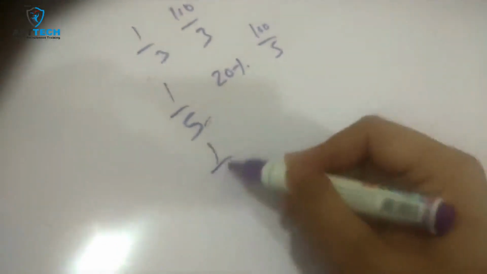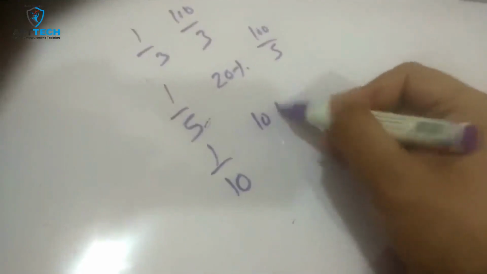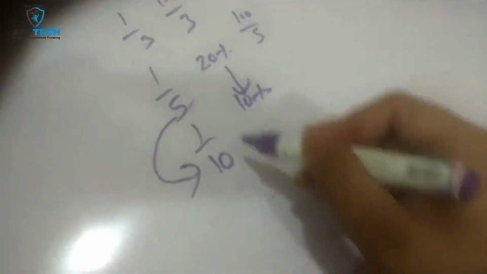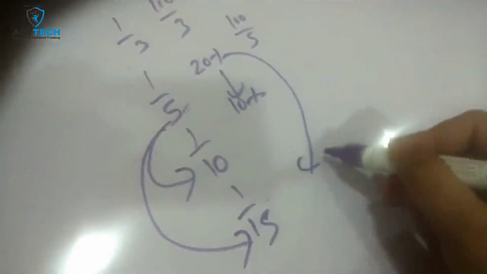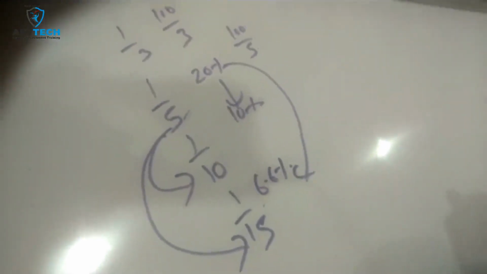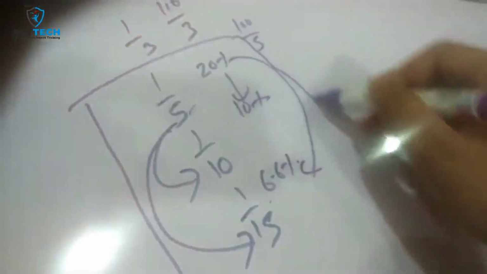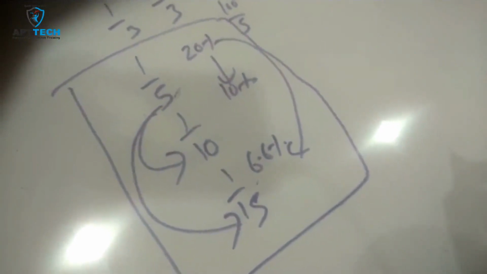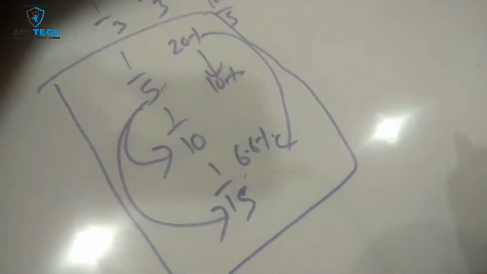Now whenever the denominator is doubled, the value would be half. When the denominator is tripled, the value will become 1/3. So 20 by 3 is 6.6%. You can screenshot this now. This particular thing should be remembered, or you can take a screenshot. 1 by 5 family is 20%, 1 by 10 is 10%, 1 by 15 is 6.6%.